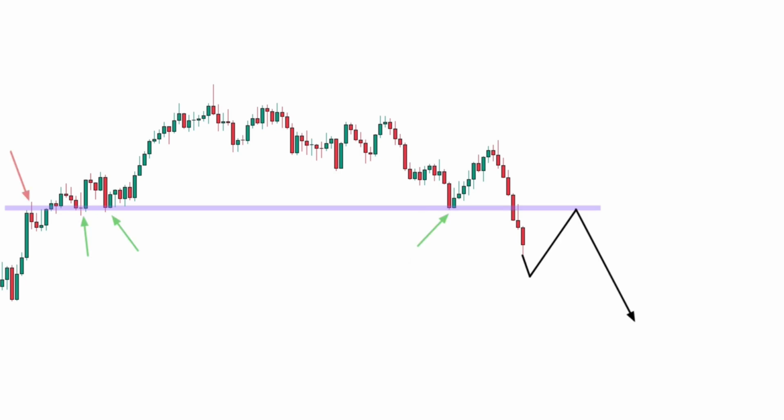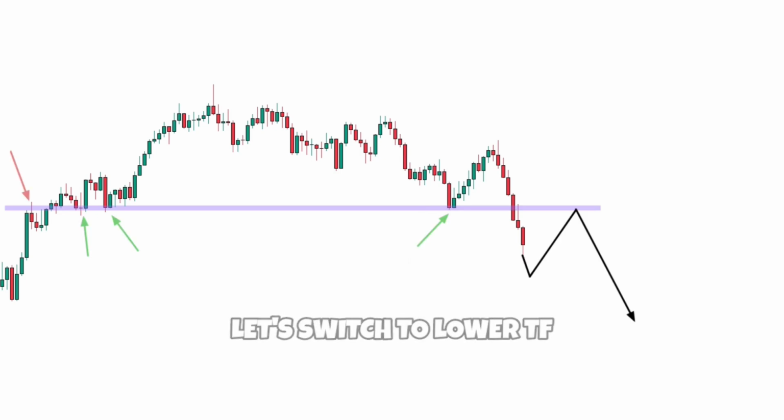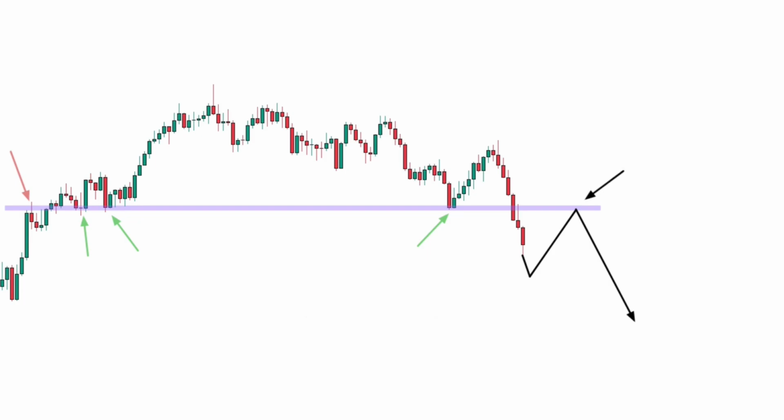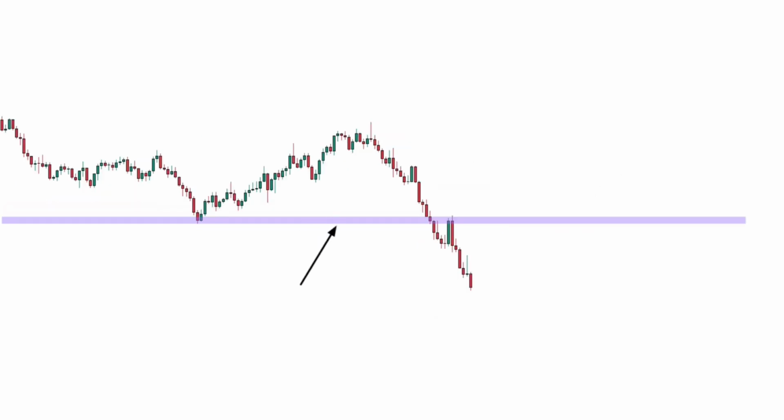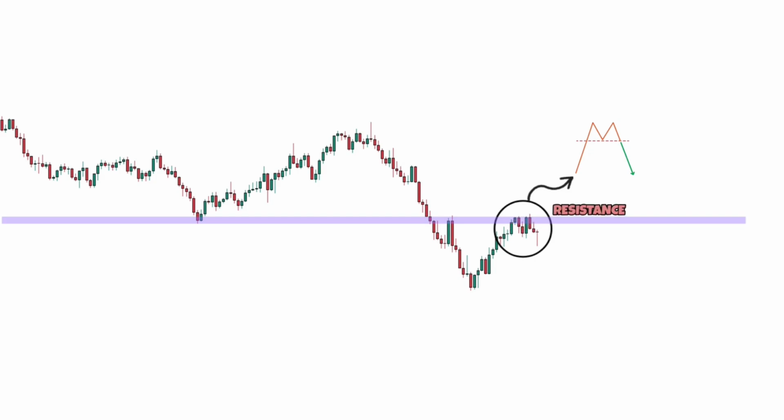Now we switch to a lower time frame and wait for the price to approach this level. This is the same level we marked on the higher time frame. Now the price approaches this level and forms a double top pattern, which is a bearish pattern. Plus we have the resistance level acting as confirmation. Price failed to break this level twice. According to the double top pattern, if the price breaks the neckline, we'll enter a sell trade.